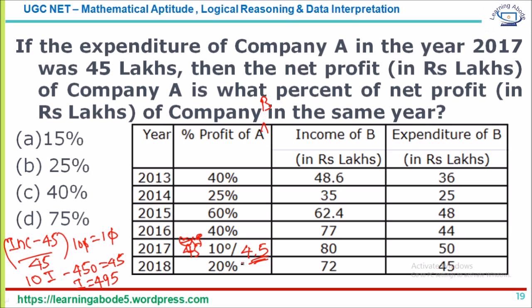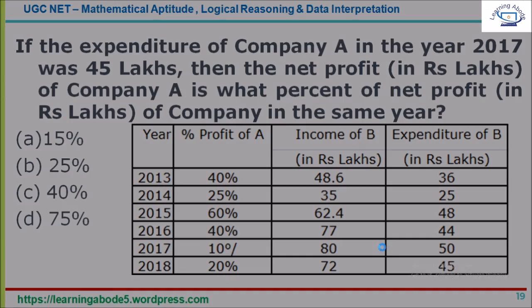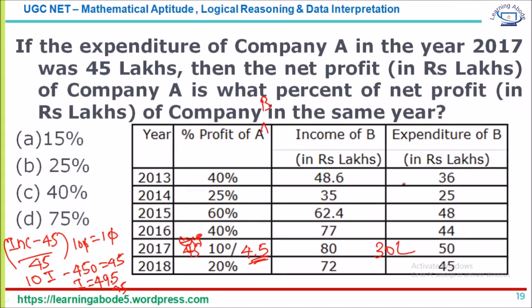Now, 49.5 and 45 lakhs, I'm sorry, so the profit made is 4.5 lakhs. And here the profit made is 30 lakhs, for company B. And the question is, the profit made in company A is what percent of the net profit made by company B in the same year. Now company B made 30 lakhs. Now 4.5 out of 30, into 100. So with respect to company B, what is company A? That is the question here.